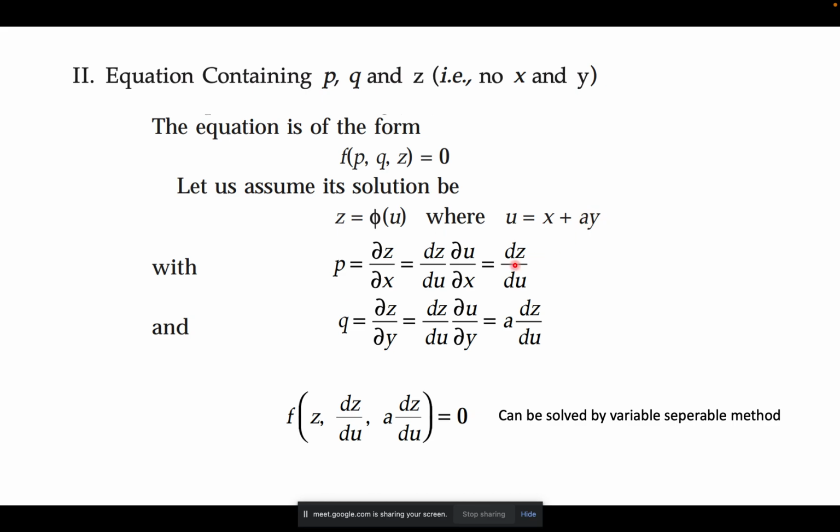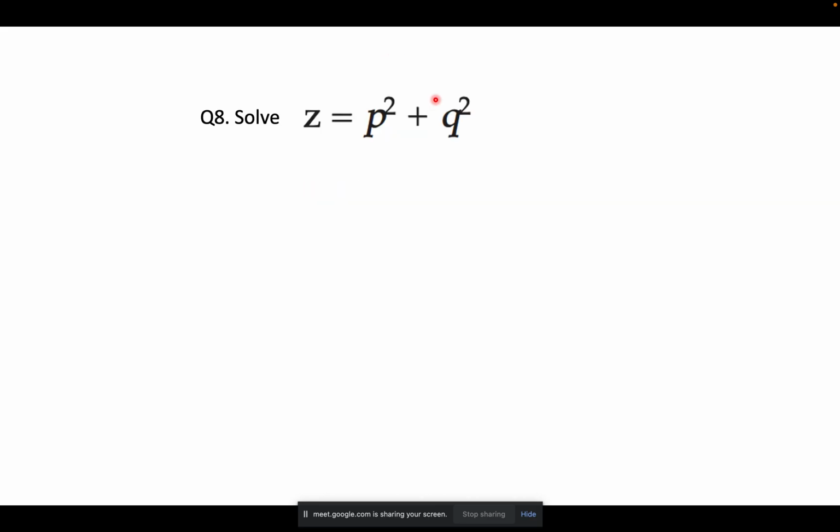So you see now you have simply expressed both the values of p and q in terms of one function only, which is del z by del u, right? And what you can do is simply substitute these values of p and q in the given partial differential equation, and you will see that the resultant equation can be simply solved by the separation of variables method, right? So this is how you solve the second standard type of equation when you have a function of p, q and z, right? Again I will be going through the solution of one of the examples where I will show you how to solve such a problem.